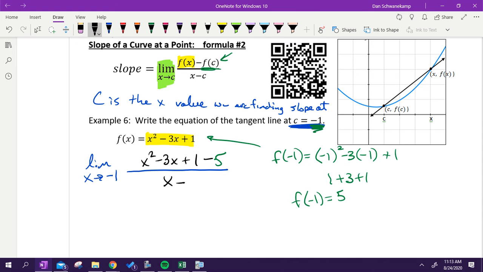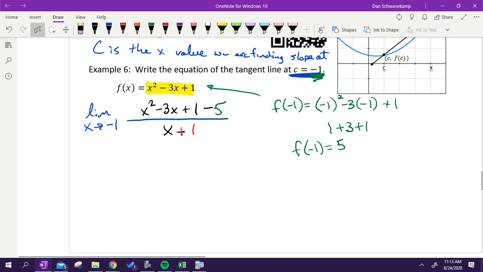All over x minus c. So on bottom it's going to be x minus a -1, so it becomes x plus 1. Everybody good to there? We're finding the limit at -1. Guess what happens when you plug in -1? You get 0 over 0. Cool. So now what I need to do is I need to factor.